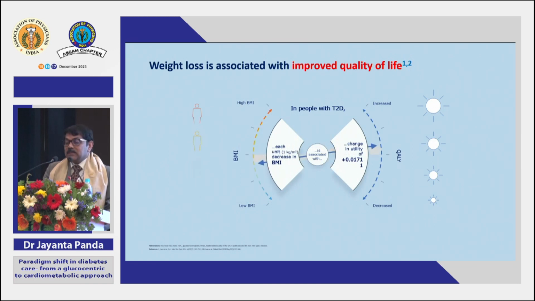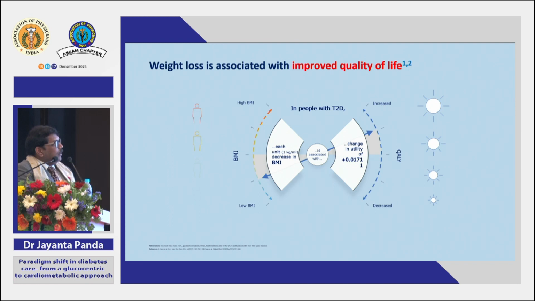So with this, not only the cost, not only the cardiovascular protection, our quality of life, if you take a scale of measuring quality of life, it improves. For a 1 kg per meter square decrease in the BMI, there is almost 0.0171 improvement in the quality of life.